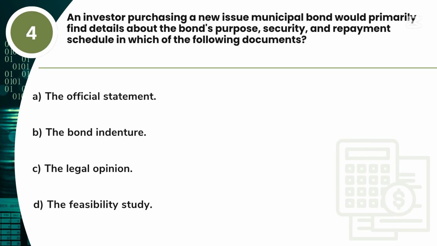Question 4. An investor purchasing a new issue municipal bond would primarily find details about the bond's purpose, security, and repayment schedule in which of the following documents? A. The official statement. B. The bond indenture. C. The legal opinion. D. The feasibility study.